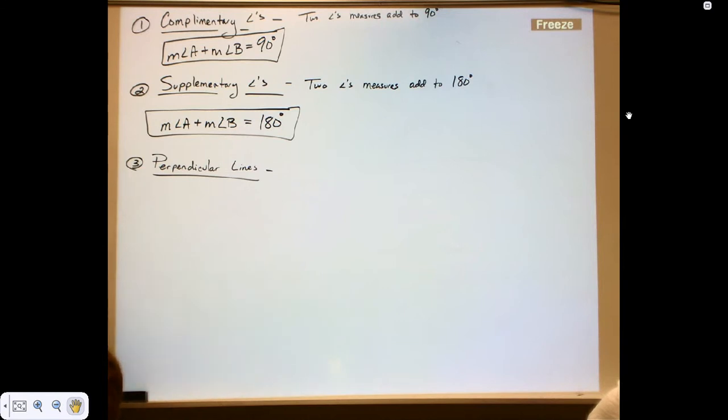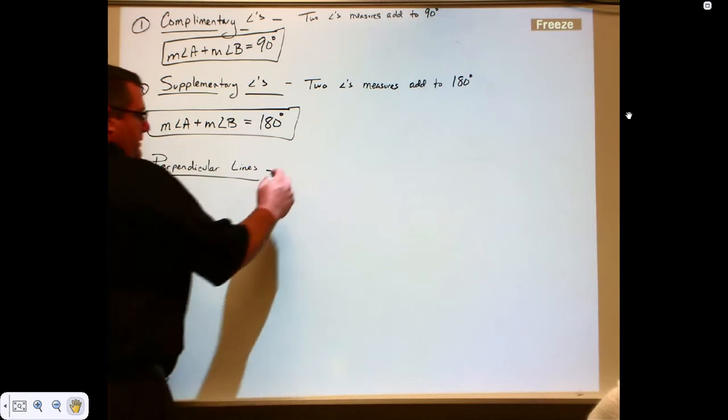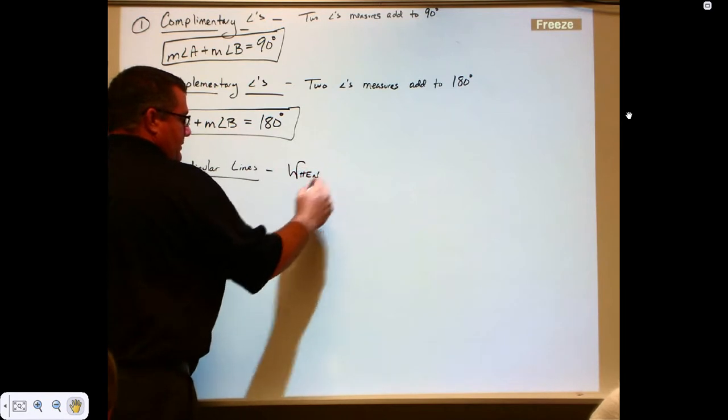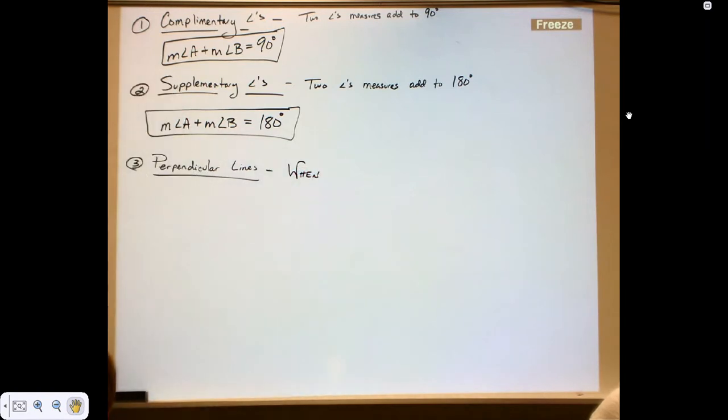Perpendicular lines. I have a question real quick. Are linear pairs the same as supplementary angles? We'll get to that in just a second. We're going to talk a lot more about linear pairs and vertical angles in just a second. All right, that's a good question.